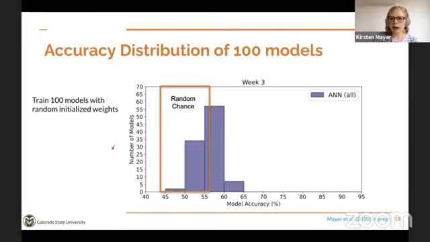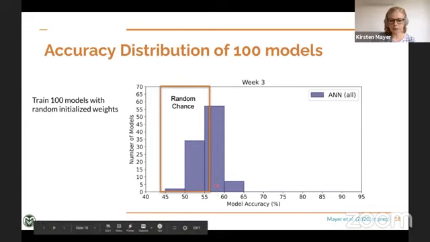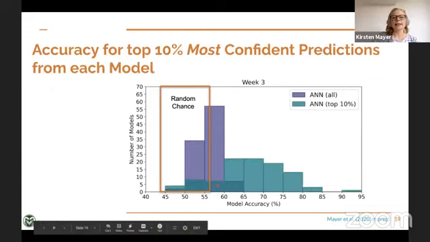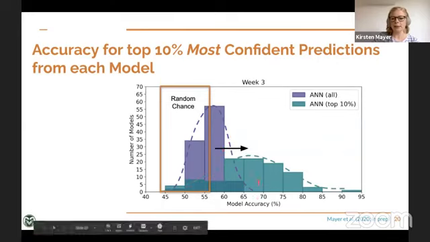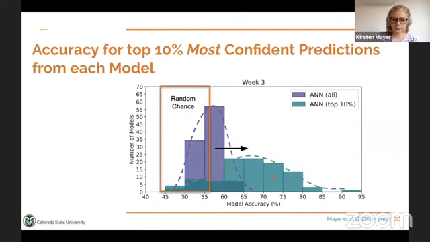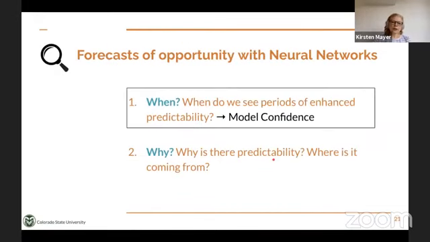So when we're ignoring confidence and we just look at all the predictions, you can see that the accuracy is around 57%. But when we look at the 10% most confident predictions from each model, we can see a stark increase in the model accuracy up to about 67% for all these 100 models. So to go back to the question, when do we see periods of enhanced predictability and how can neural networks pick this out? We can really look at model confidence in order to determine these forecasts of opportunity.